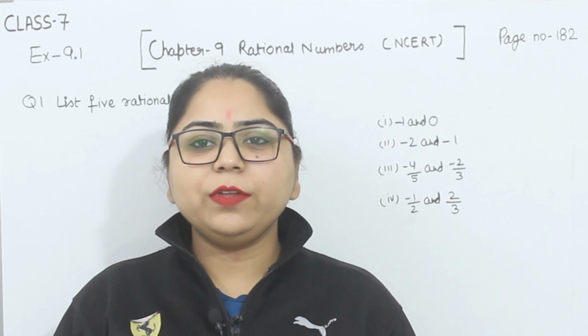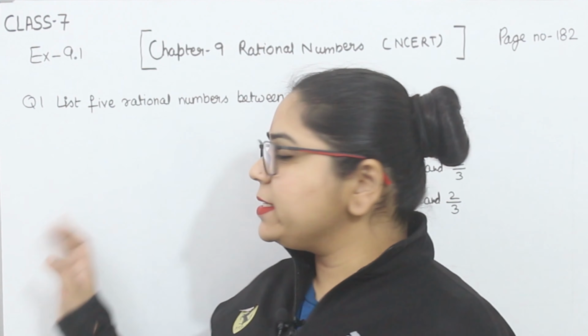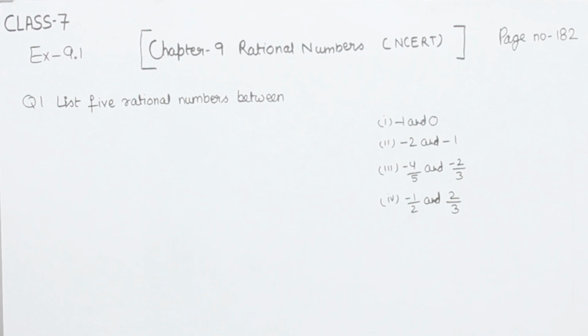This is Preeti. We are here with the new exercise, exercise 9.1, page number 182, question number 1. List 5 rational numbers between: we have been given 4 parts of the question and we have to find 5 rational numbers between them. So we are going to start with part 1. In part 1, we have to find the numbers between -1 and 0.